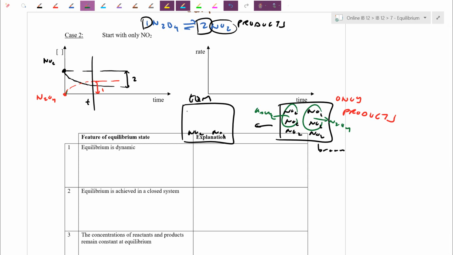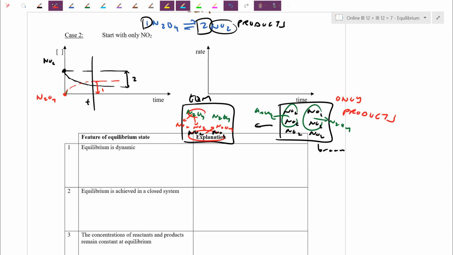I've now generated a whole bunch of N2O4s. The reactions continue to occur, so the N2O4 is going to steadily become NO2. That still happens as these NO2s here are going to start colliding to reform N2O4. Macroscopically, the brown color intensity here doesn't change anymore.